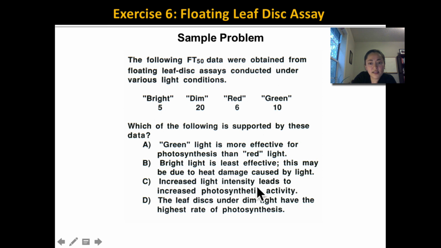C, increased light intensity leads to increased photosynthetic activity. Well, here's where you're changing, the bright and dim is where you're changing the light intensity. And you can see as you increase the intensity, photosynthesis happens at a faster rate. The FT50 is really low. So C looks like it's correct to me. Let's read the last one, just to make sure. The leaf discs under dim light have the highest rate of photosynthesis. So if we look under dim light, well, it took forever for the disc to rise. So a higher FT50 means it took longer, so the rate would be the lowest. So we were correct with C.